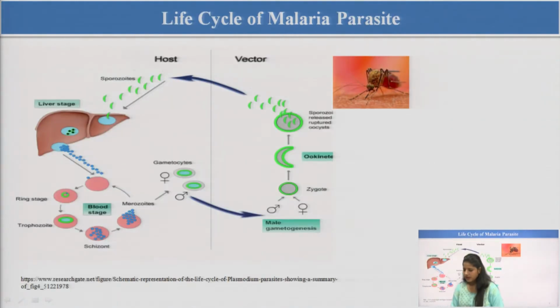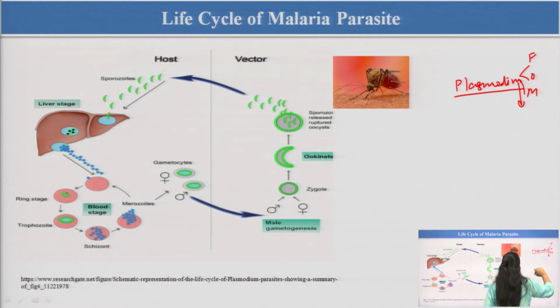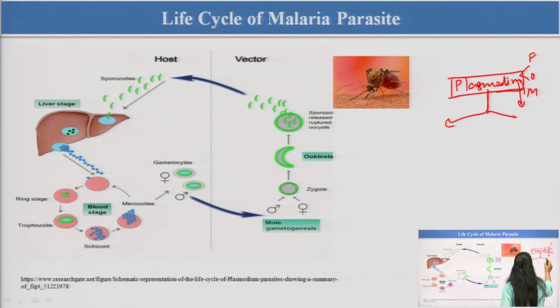Now, see the life cycle of the malarial parasite. The life cycle of this parasite requires 2 hosts. This is the Plasmodium, and we have hundreds of species, but in humans we are talking about 4 or 5 species. One is falciparum, then ovale and malariae, and then we have some other species as well.